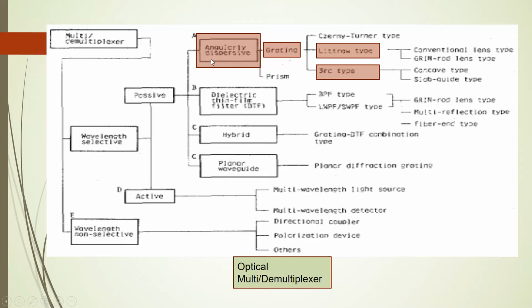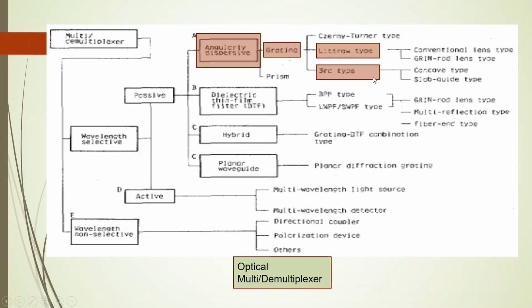And the angular dispersive can be categorized into two types. One is grating and one is prism. What I want to emphasize here is the grating type. The grating type has three types, but only two types emphasize the high bit data rate. First is the litho type, and second is the third type.